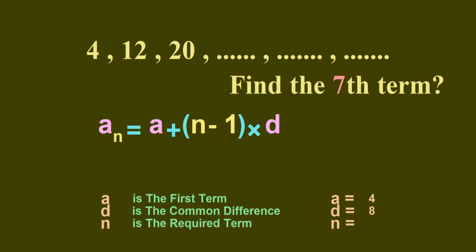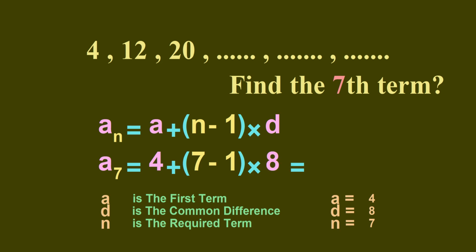We substitute into the formula the values of a, d and n, and we get that a7 equals 4 plus 7 minus 1 times 8, which equals 4 plus 6 times 8, which equals 52. And this was the solution by using the formula method.